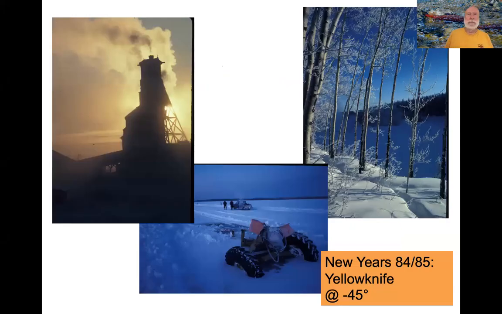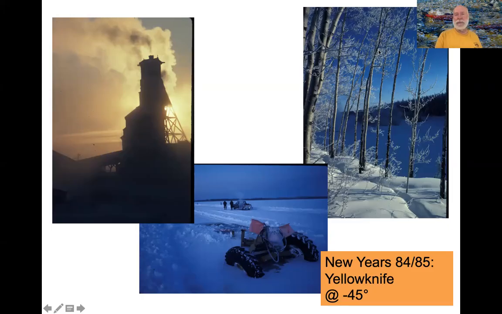Here are a few images from a trip I did with two of my brothers back at New Year's in 1984 and 1985. We took a trip up to Yellowknife, and my memory was it was about minus 45 degrees Celsius. Well, actually, I'm not sure whether it was Celsius or Fahrenheit, but at that temperature there's not much difference between the two scales. Anyway, I want you to think about the extreme change in temperature that organisms living in a terrestrial environment have to put up with there.